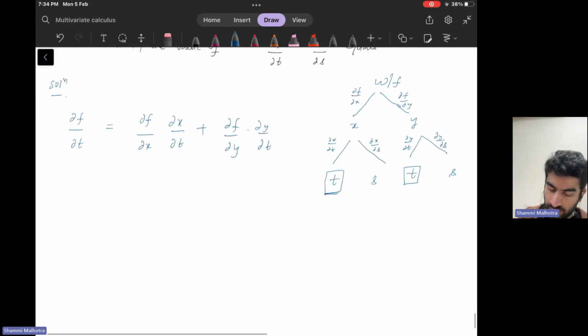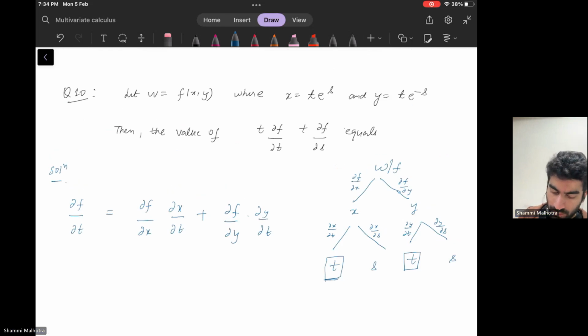So I have to just calculate these derivatives. What is my del f by del x? Let it stay as del f by del x because we don't know the exact expression. But what is del x by del t? That I know. This is e raised to power s only. And again, I don't know del f by del y, so I'm writing this only. But del y by del t I know. This is e raised to power of minus s.